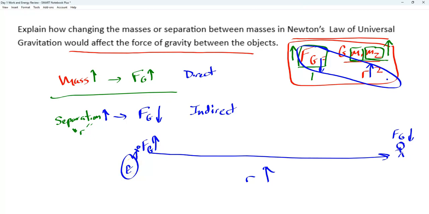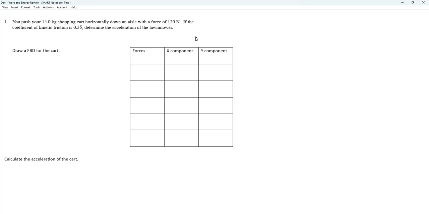Okay, so we're finally getting into some problems here, and we'll go through those concepts. So in problem number 1, it reads: a person is going to push a shopping cart, and the shopping cart has a mass of 15 kilograms, horizontally, so to the right, down the aisle with a force of 120 newtons. I'm assuming it's right, since this is a positive number. So this is the pushing force, so that's there.